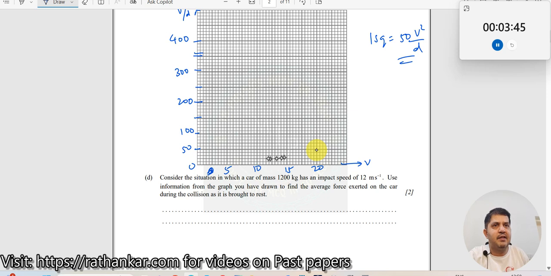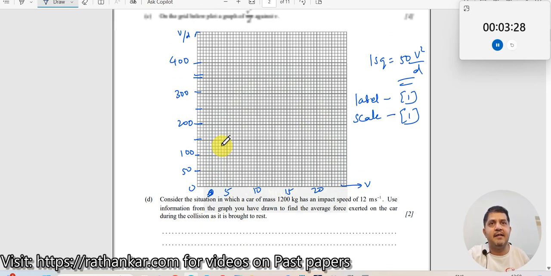Now we have chosen the scales uniformly and we have got the axis over here. We have labeled the axis, which will carry 1 mark. We have to choose the scaling, and a proper scale has been chosen, so you get 1 mark over here. Because it is 4 marks, we should appropriately choose it.